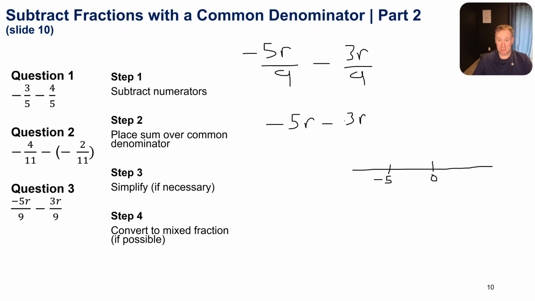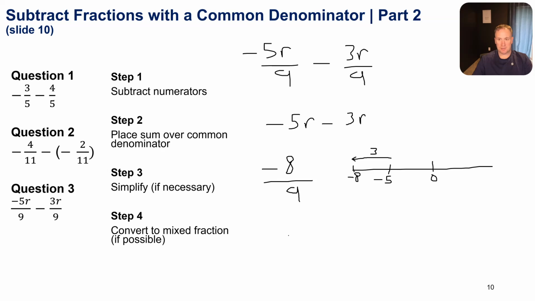Subtracting away a positive is the same as adding a negative. In both cases, you are decreasing your value by 3 units. So I'm going back to the left 3 units. I'm spending money, I'm going more in debt. So I end up at a negative 8. So negative 8 is now our answer for the numerator part. I then place my sum over a common denominator of 9.